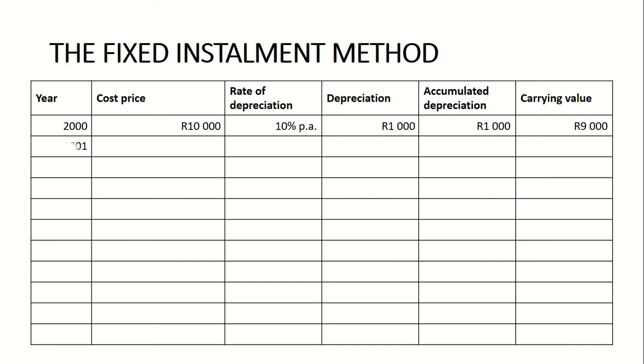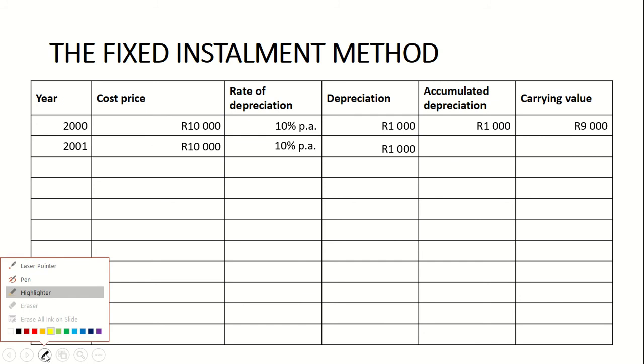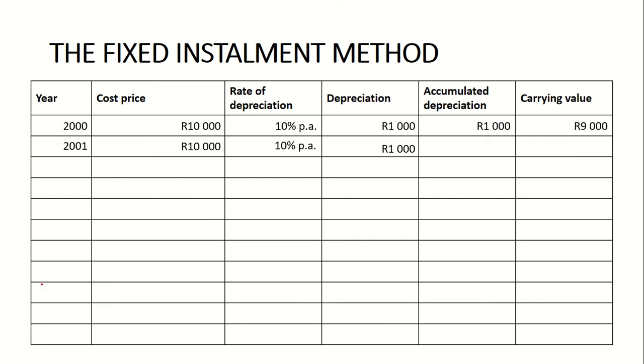In the year 2001, the cost price is still the same. It is still 10,000. The rate of depreciation is still 10%. Depreciation will simply be 10,000 multiplied by 10%, and it will give you 1,000 rand. My accumulated depreciation, however, has changed. Remember, I said accumulated depreciation is the sum of all depreciation.